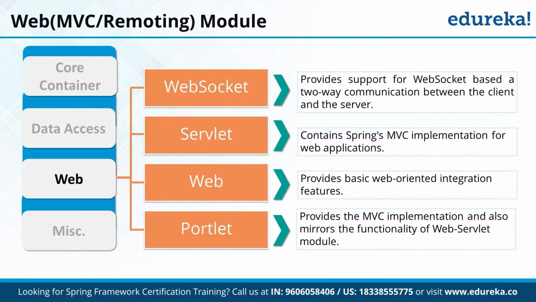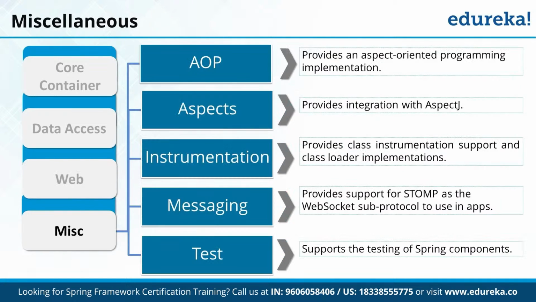Then portlets are nothing but standalone applications running on the web application, right? It provides the MVC implementation and also mirrors the functionality of the servlet module. We also have some miscellaneous modules where AOP, aspect oriented programming, is fulfilled with the help of aspects. Then we got instrumentation support and class loader implementations. Then messaging support and testing support are also available. If you want to perform testing, you can have unit testing with the help of the JUnit library. So guys, that was a bit of theoretical introduction to the Spring framework, right?